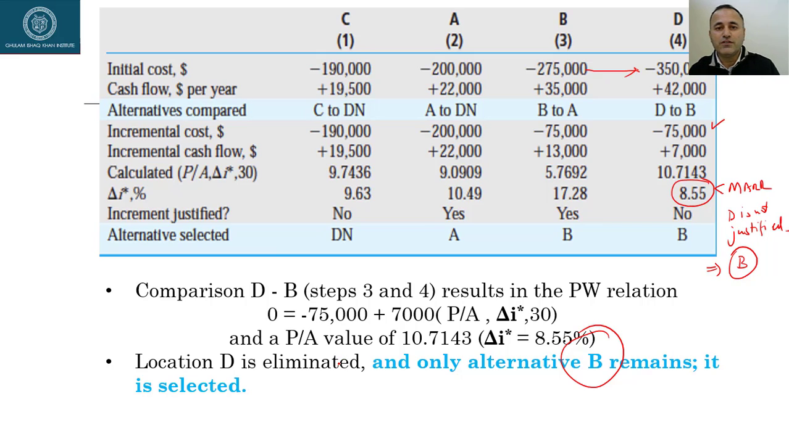Mutually exclusive alternatives means that out of 4, we have to choose one. By doing this analysis, we end up choosing project B, and as you can see, it is the alternative which is actually giving the highest return.